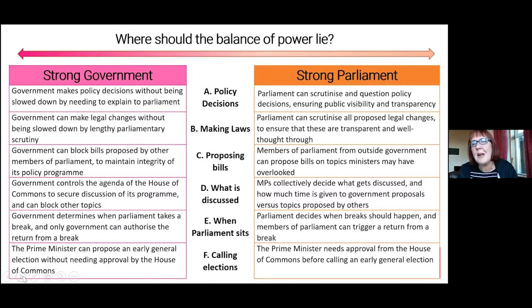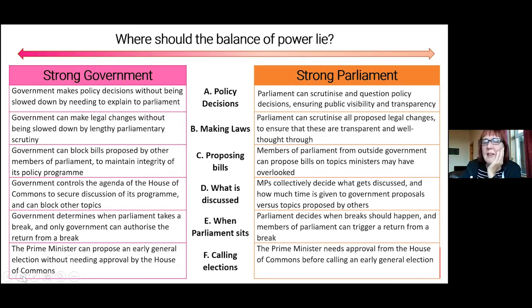Alternatively, with a stronger Parliament, Parliament is scrutinising and questioning these policy decisions and ensuring public visibility and transparency. And these are the types of arguments that push towards either end of this scale of where the balance should fall. If you think that the middle of the scale is not necessarily where we are now, it's not about change from this, it's about if there was a perfect balance, which may or may not be possible in reality. But actually, most of the time we need to be thinking, in which case should we be maybe more towards a stronger government or maybe more towards a stronger Parliament?